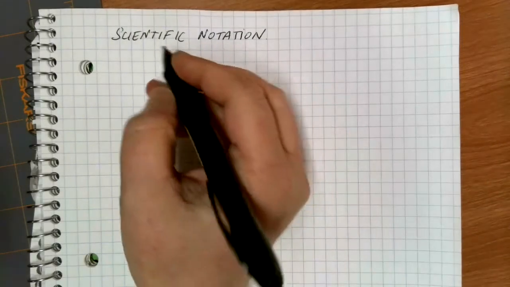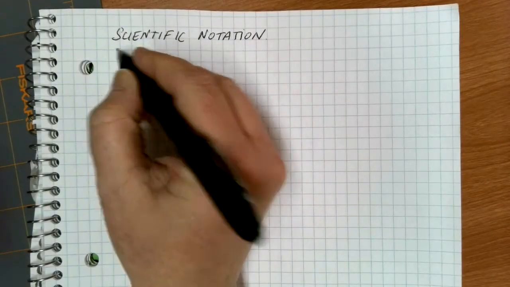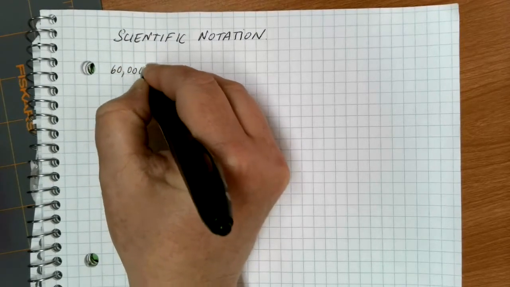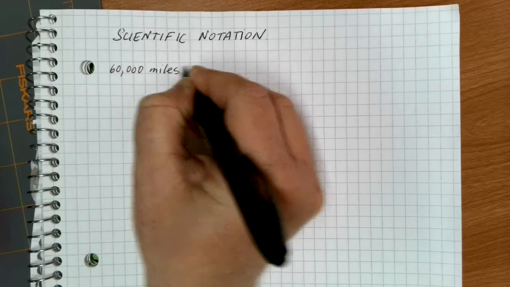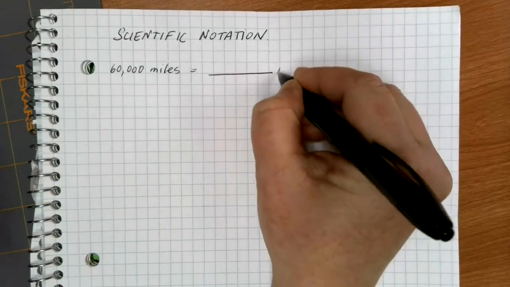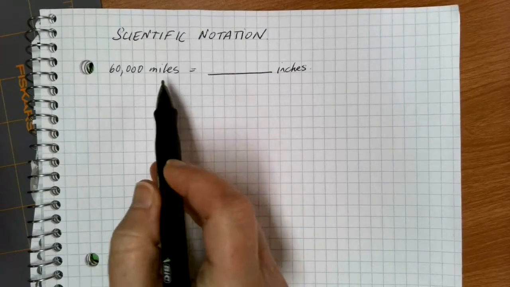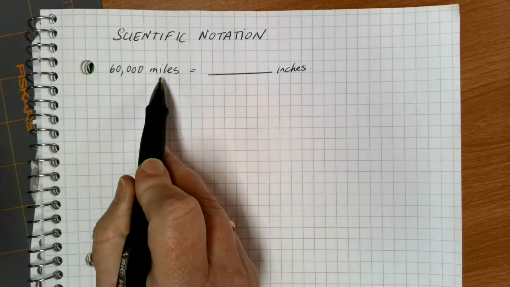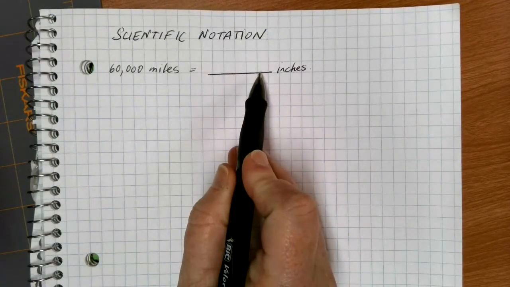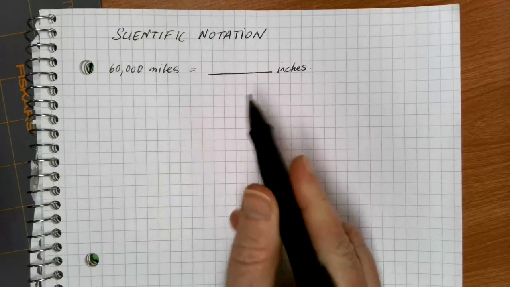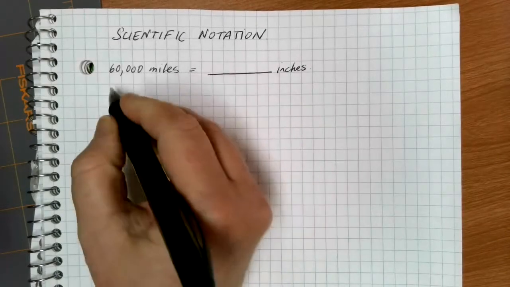Let's consider the following dimensional analysis problem. Let's suppose that we have 60,000 miles and we want to know how many inches that correlates to. Now, let's think about this for a second. Miles are a pretty big unit. Inches are pretty small, so we're expecting a super big number response for this one. Let's try it out using our dimensional analysis process.